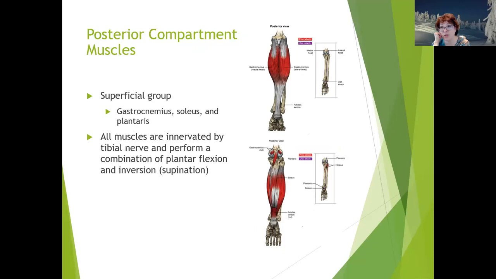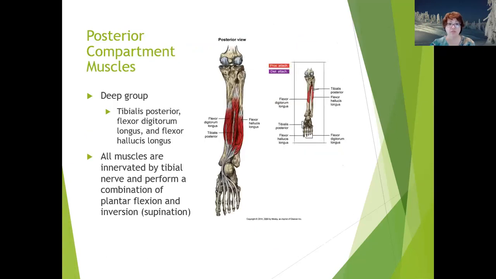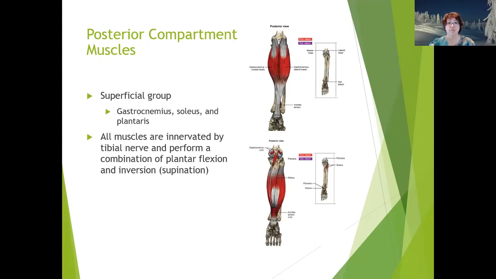So the posterior compartment muscles, there's a superficial group and a deep group. The superficial group consists of the gastrocnemius, the soleus, and the plantaris. All of the muscles are innervated by the tibial nerve. They all do a combination of plantar flexion and inversion as part of supination. So they have similar function, similar action. The main difference between the gastroc and the soleus, the gastroc is a 2-joint muscle. It crosses the knee and the ankle, and the soleus just crosses the ankle. So it's a 1-joint muscle.